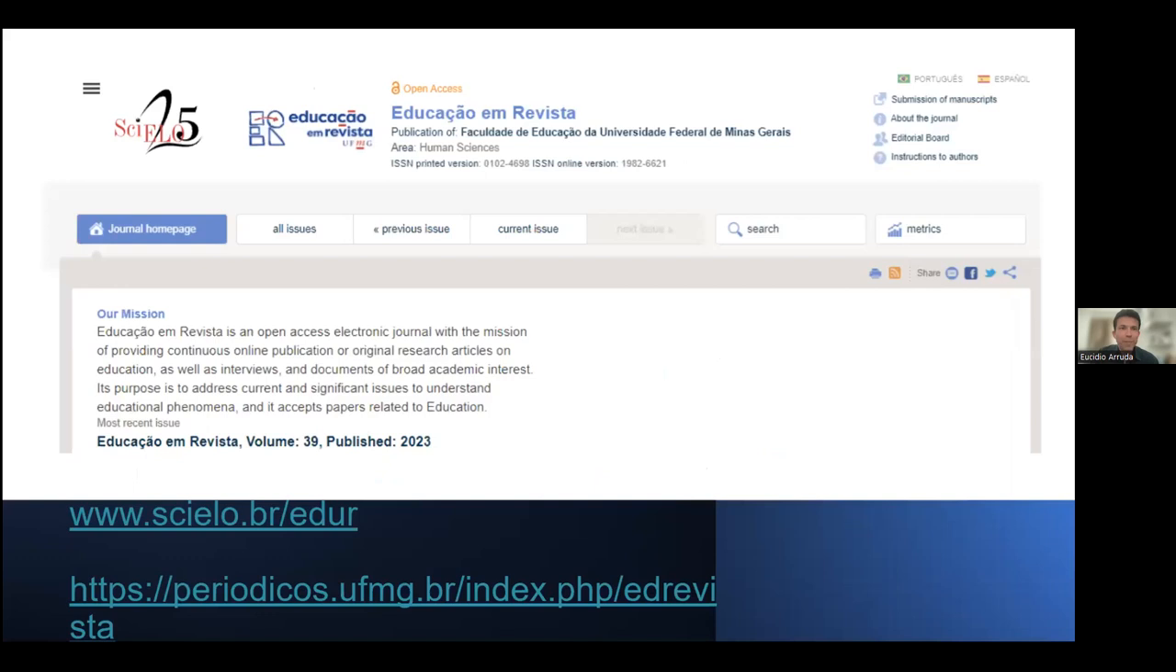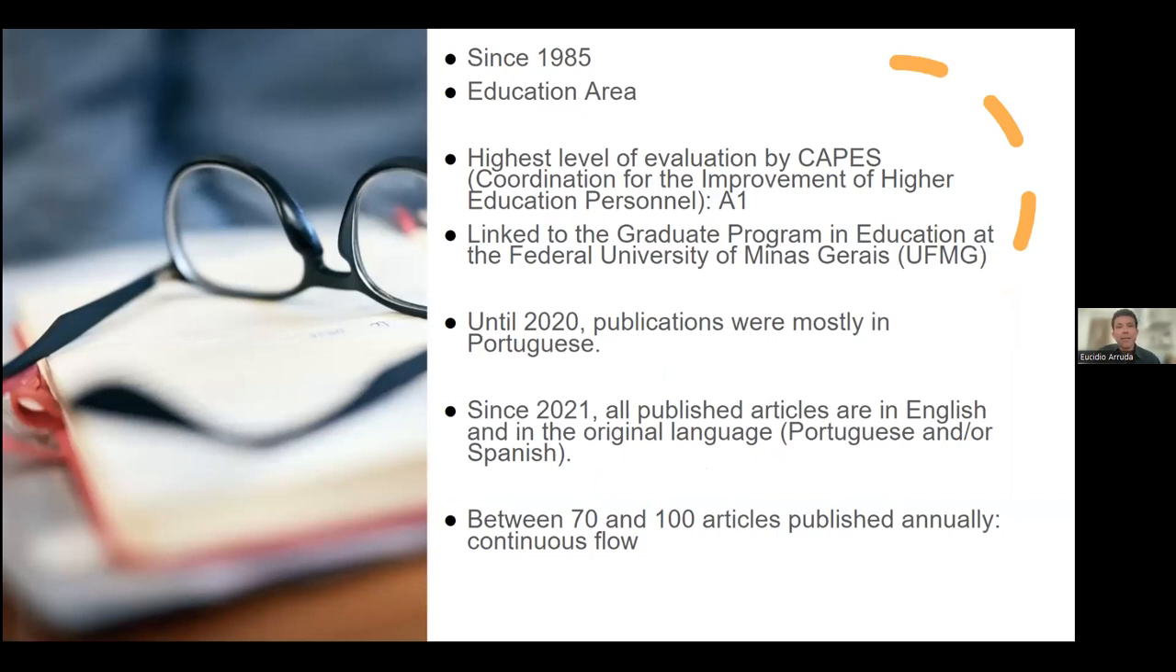So, slide 3, please. The journal has been around since 1985 and adopted the double-blind evaluation system until 2021. And until 2020, we published most of our articles only in Portuguese. As of 2021, all articles are published in English and also in the original language, Portuguese or Spanish. We currently publish between 70 and 100 articles per year in a continuous flow process. We have 2 assessment areas under the coordination of 12 associate editors.